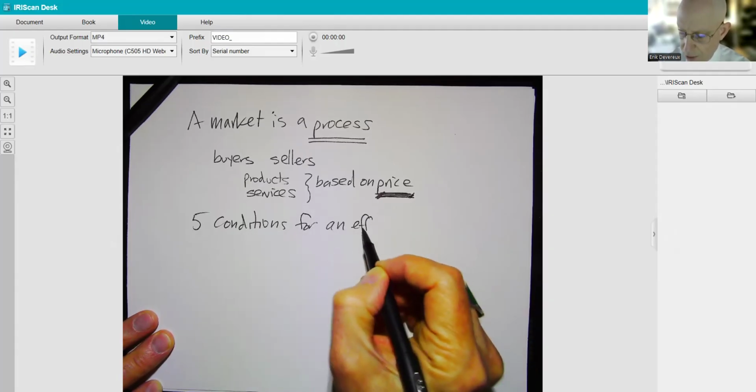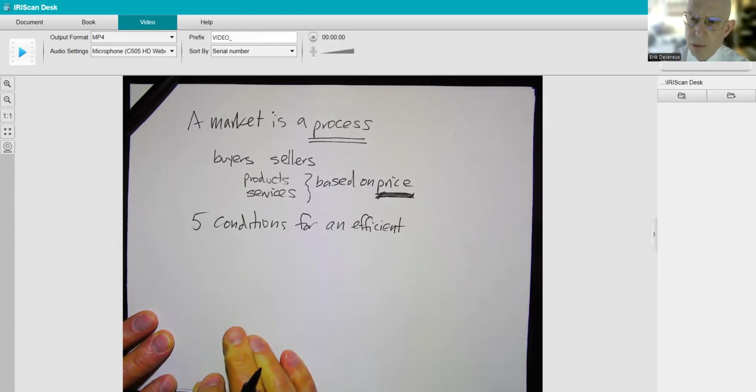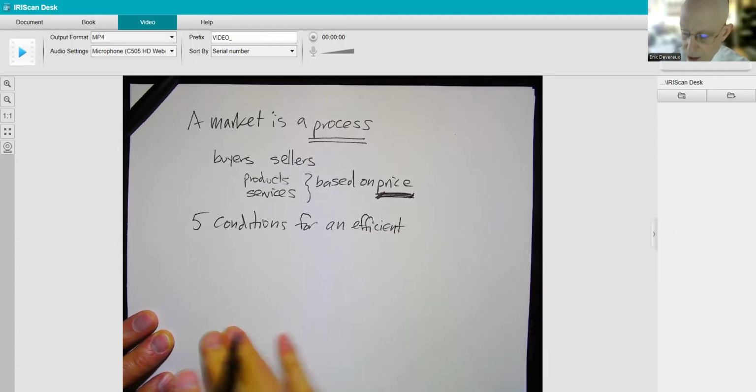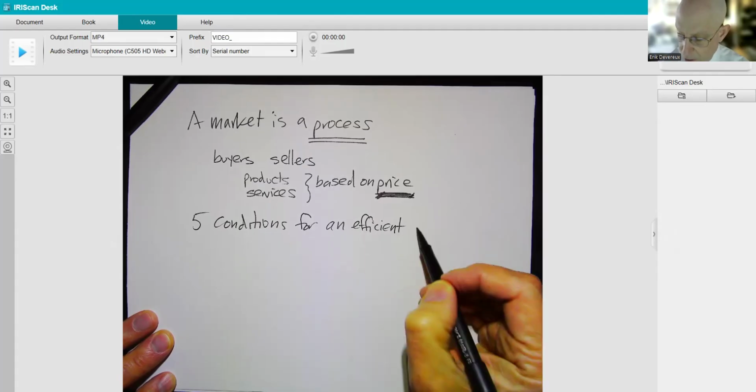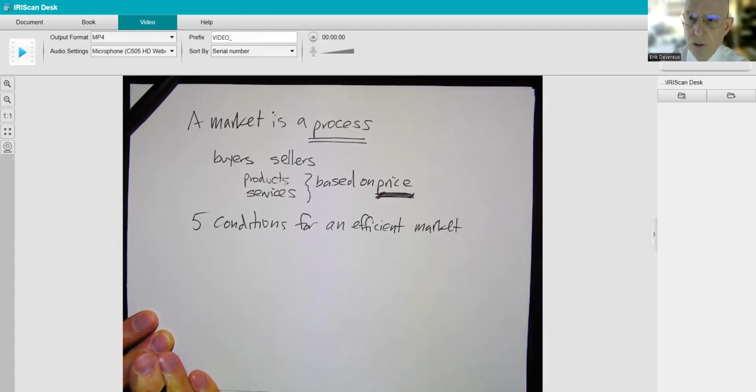I want to point out that market efficiency is only one criteria that public policy analysts might use to look at a market. It is not the only criteria. It might not even be the most important one, but it is the one that economists focus on. So there are 5 conditions for an efficient market, and all 5 of these conditions have to be met. And if any one of these conditions is not met, then you might have a reason or a rationale for government to go in and try to remedy the situation through public policy.